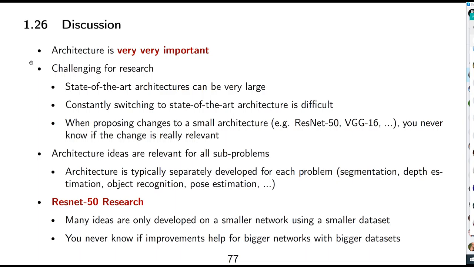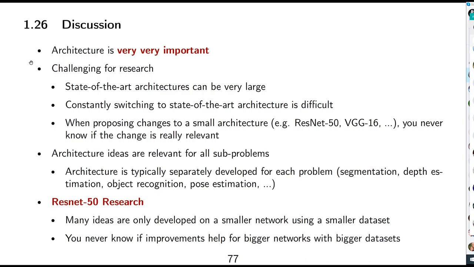So for example, you did some work with ResNet 50, and then maybe 1 year later, you have to switch to some version of Inception, and then 1 year later you have to switch to DenseNet, and then 1 year later you have to switch to Squeeze and ExciteNet, and then 1 year later you have to switch to EfficientNet. So this is time consuming because often the architecture cannot be simply changed out, but it requires adapting also a lot of other parts of what you're working on. Also, when you propose changes to small architectures, such as ResNet 50 or VGG16, you never really know if the change is really relevant.